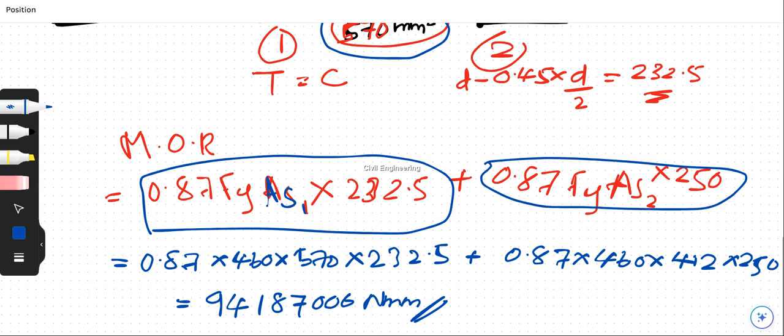This is the thing which I wanted to explain, because some of us will worry about how this came.